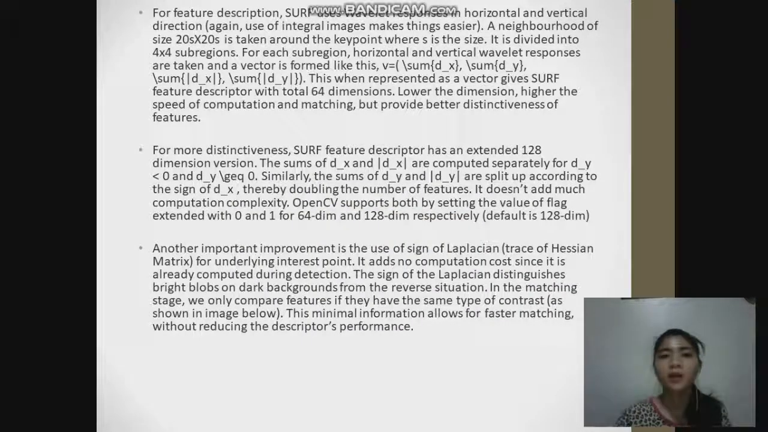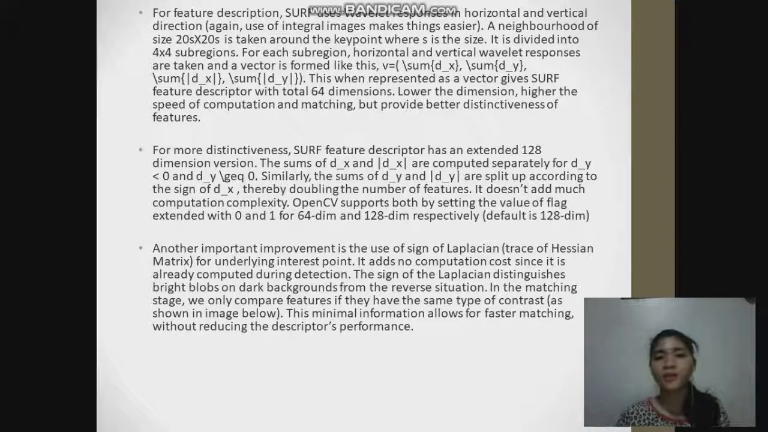For feature description, SURF uses wavelet responses in horizontal and vertical direction. Again, use of integral images makes things easier. A neighborhood of size 20s by 20s is taken around the keypoint, which is divided into 4 subregions. For each subregion, horizontal and vertical wavelet responses are taken and a vector is formed. When represented as a vector, this gives the SURF feature descriptor with a total of 64 dimensions. The lower the dimensions, the higher the speed of computation and matching, but it provides better distinctiveness of features.